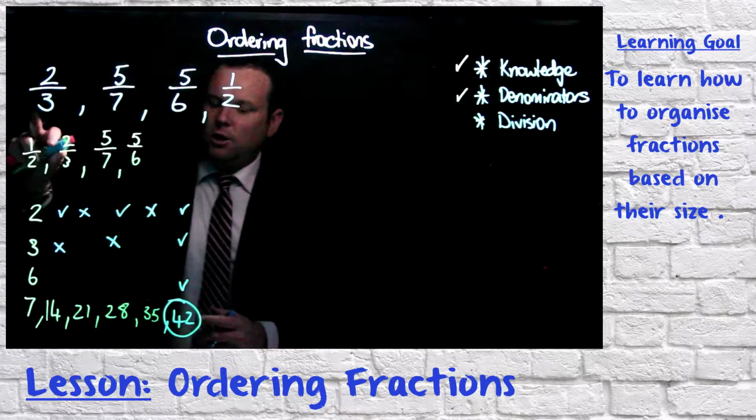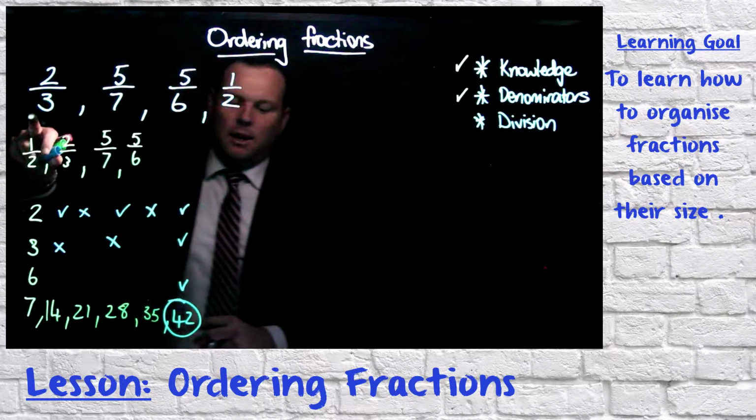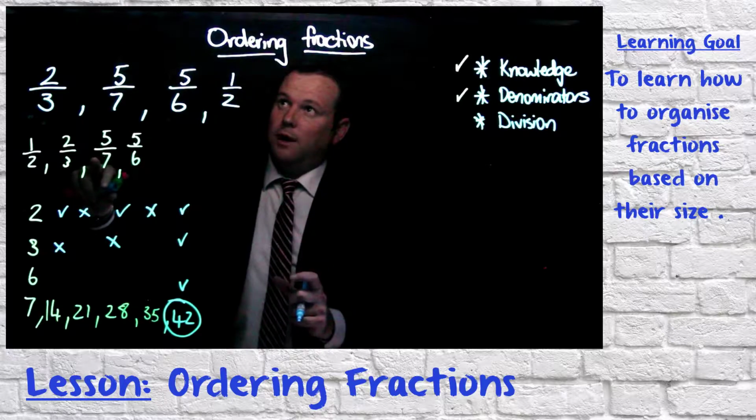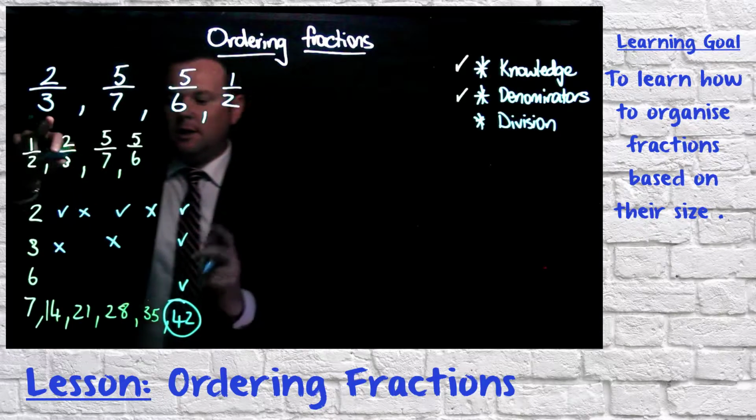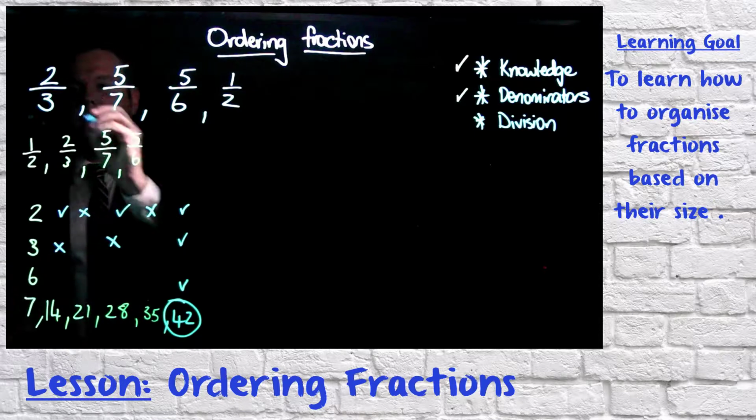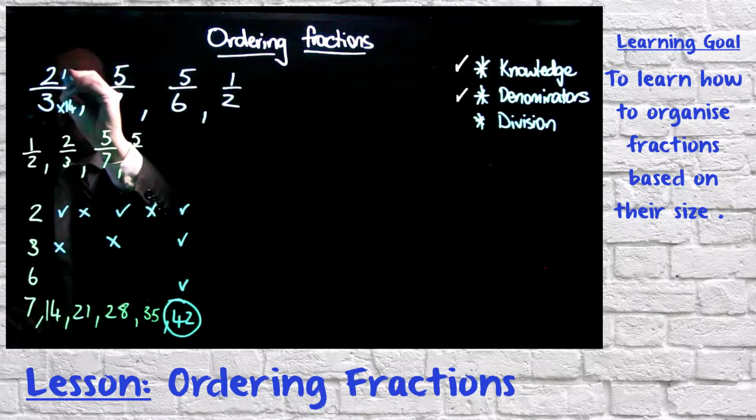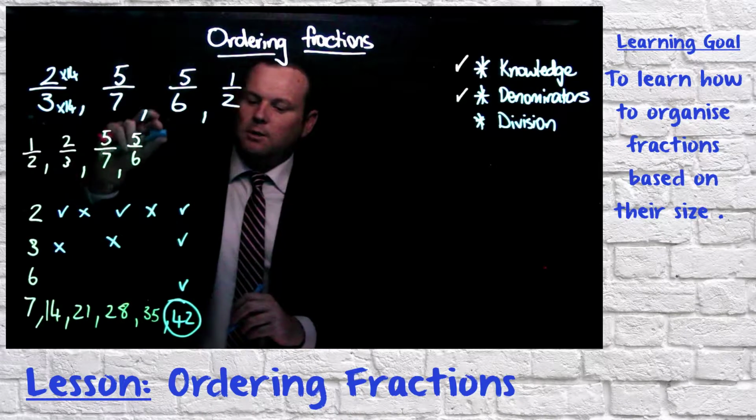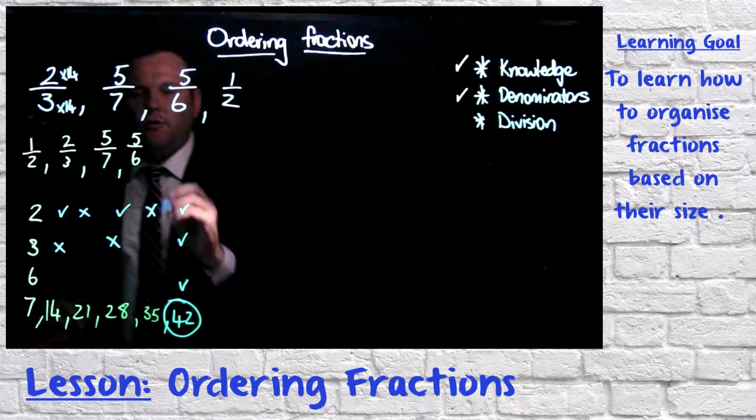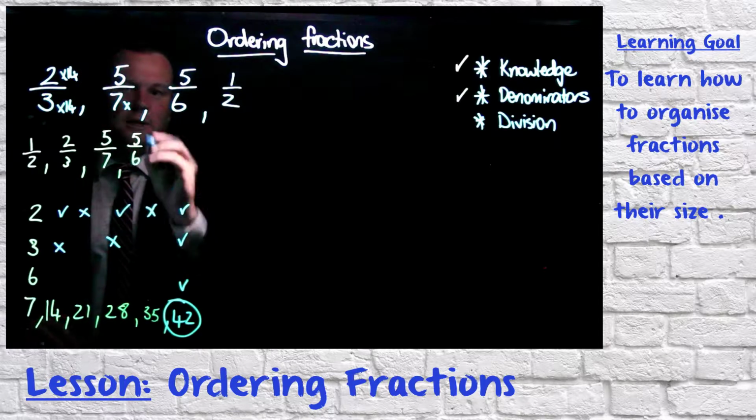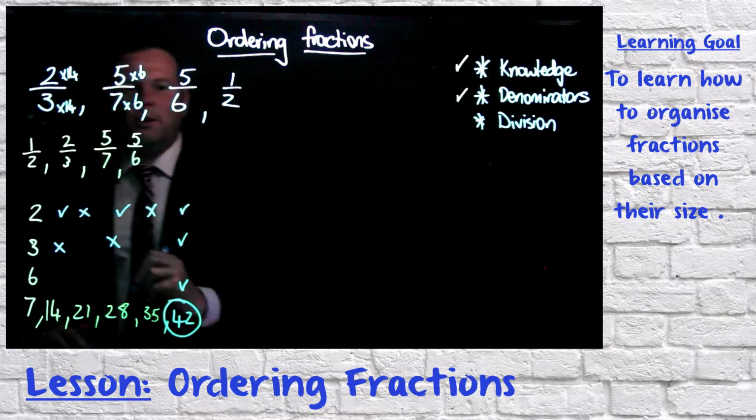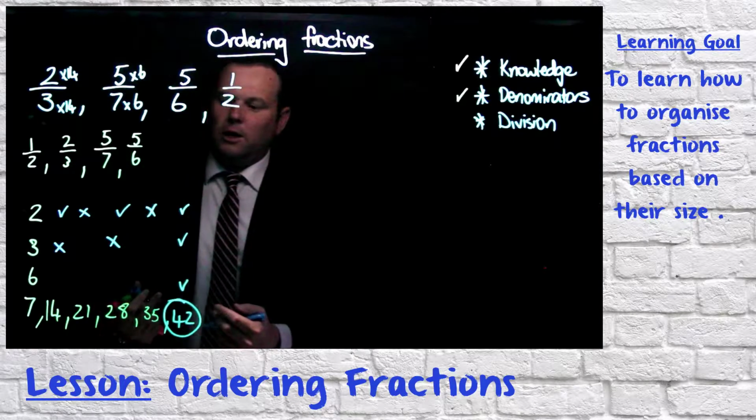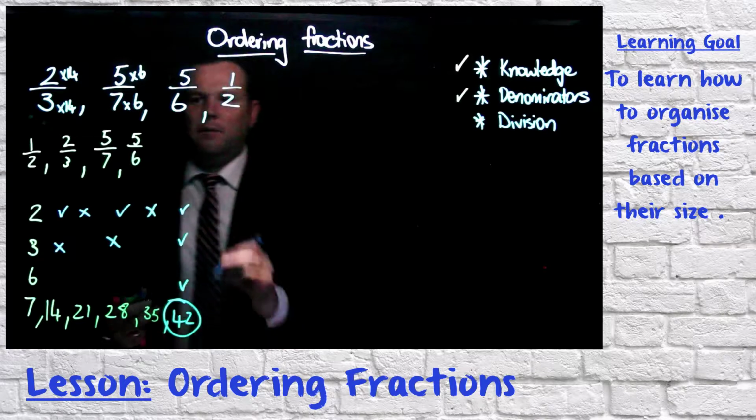So, how many times do I need to multiply 3 to make 42? Well, I need to do it by 10, and then I've got 12 left over, which makes 4. So that means I'm going to have to multiply it by 14. Okay? And whatever I do to the bottom, I do to the top. How many times do I need to multiply 7 to make 42? I need to multiply it by 6. Whatever I do to the bottom, I do to the top. How many times do I need to multiply 6 to make 42? I need to multiply it by 7.